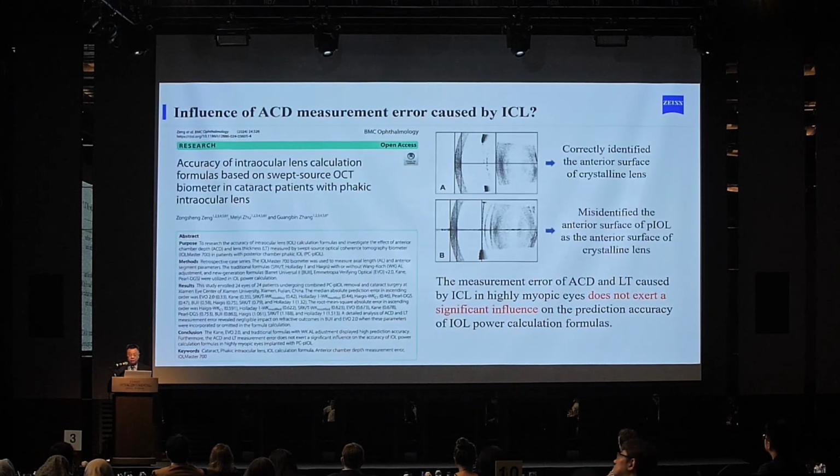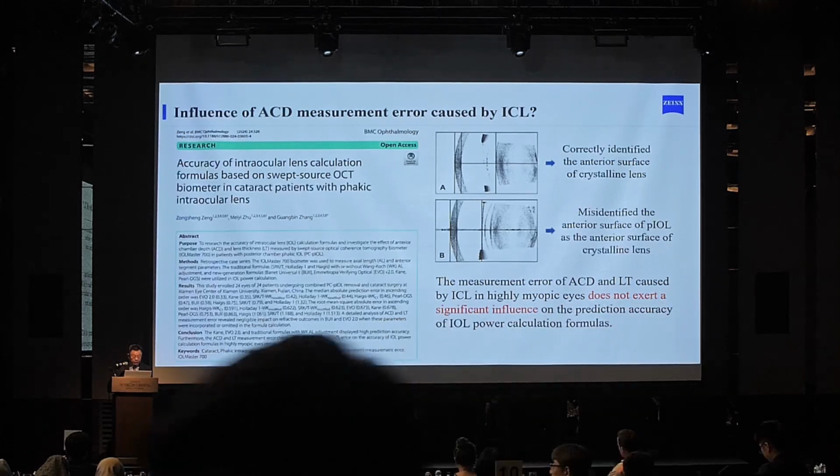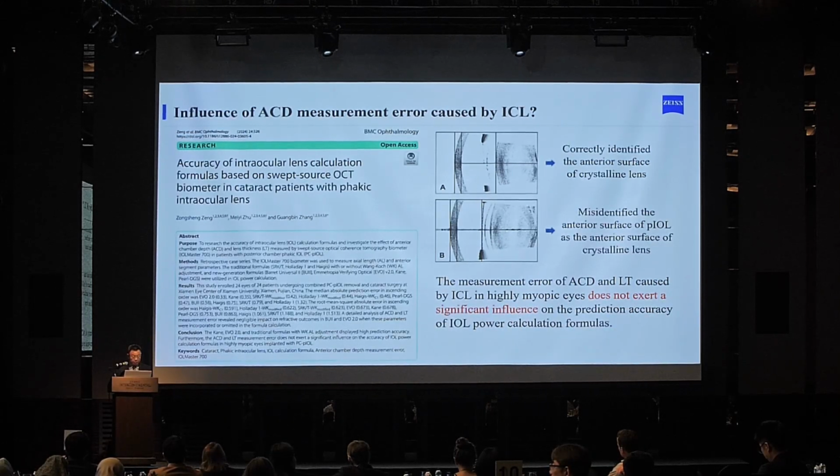A good surgical outcome depends on the high accuracy of the intraocular lens calculation formula. When we noticed this interesting phenomenon, we performed a study to investigate the influence of LCD measurement error caused by ICL. We found that the measurement error of LCD and the LT caused by ICL in primary myopia eyes doesn't exert a significant influence on the prediction accuracy of the IOL power calculation formula.